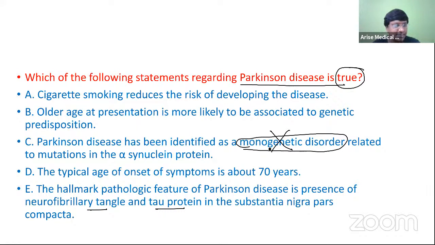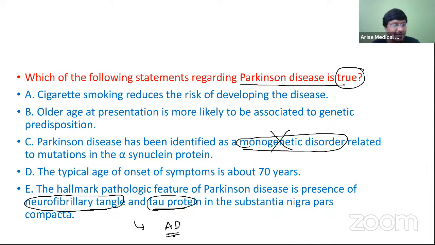Sandeep Chandra and Chandrasekharan have answered E, that it is diagnosed by the presence of neurofibrillary tangles and tau proteins. Remember, where are neurofibrillary tangles and tau proteins present? They are present in patients with Alzheimer's disease, not in Parkinsonism. So option C is gone, option E is gone.